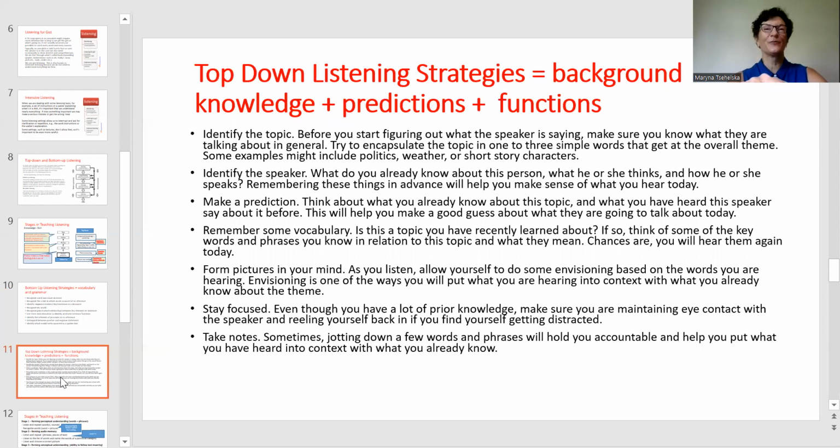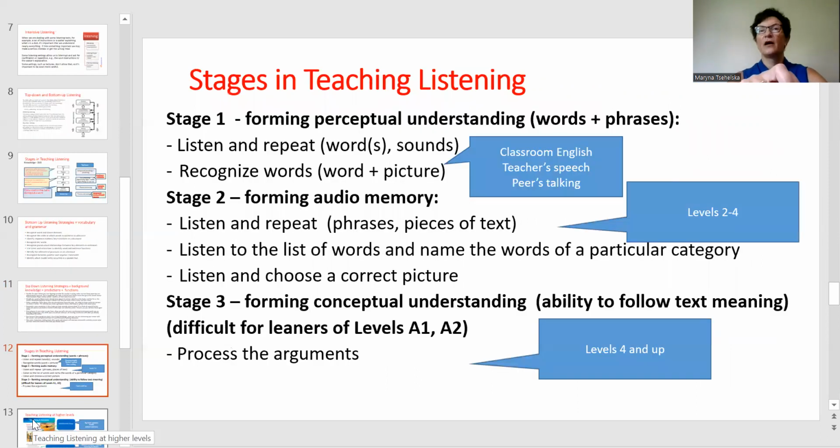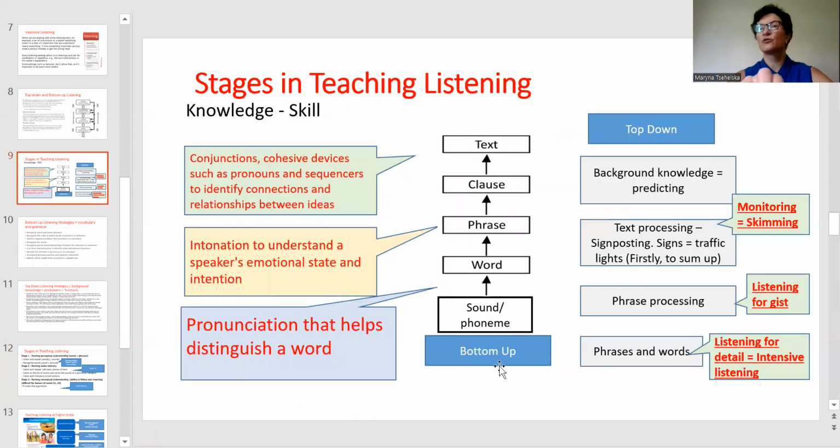Probably here you'll make a conclusion that this type of listening is for more advanced learners. So this was the general information about how we listen and types of listening, but what are the stages in teaching listening? The stages in teaching listening are very close to the bottom-up approach.